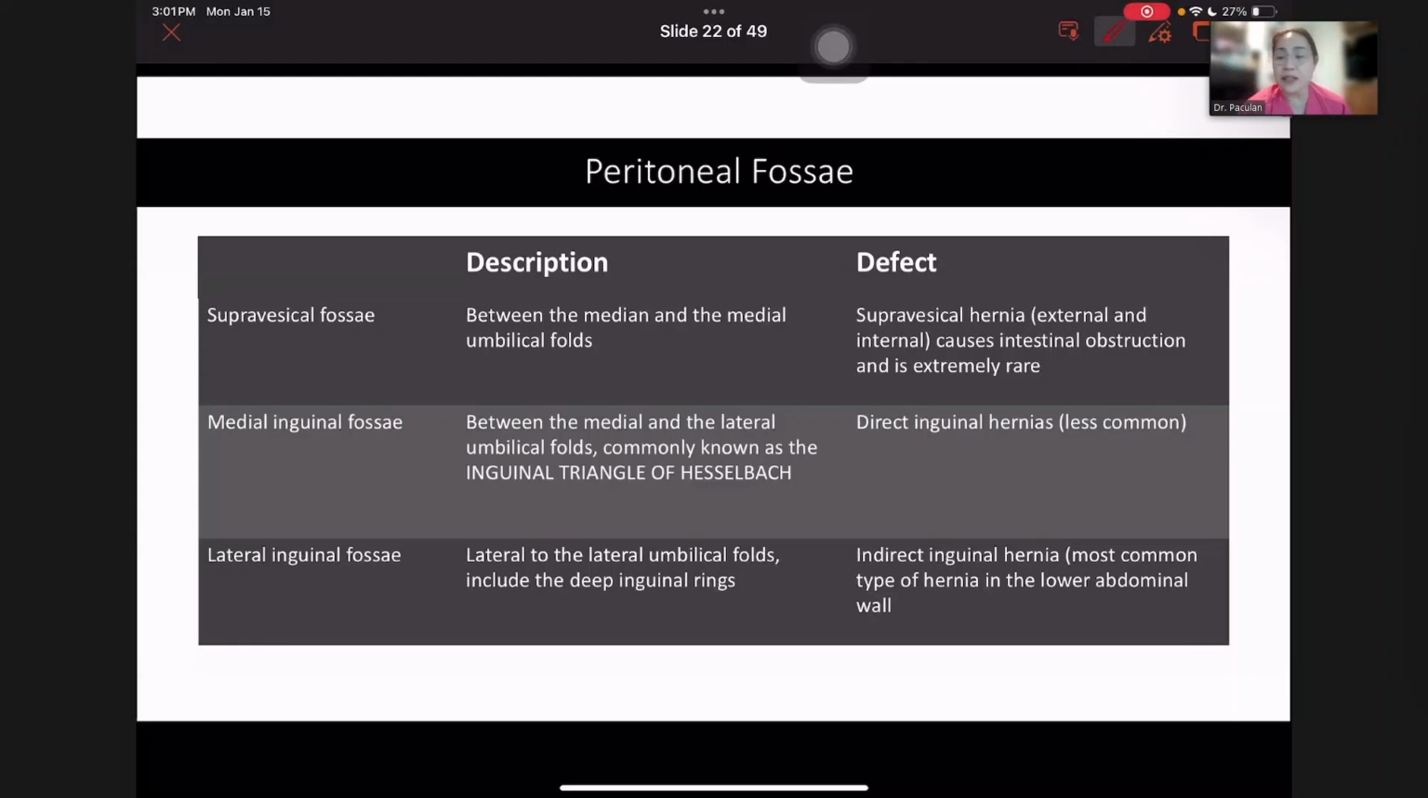And then your direct inguinal hernias are a product of the defect between the medial and the lateral umbilical folds. It's commonly known as the inguinal triangle of Hesselbach. It is less common. The most common type of hernia is your indirect inguinal hernia. The indirect inguinal hernia is the most common type of hernia in the lower abdominal wall, lateral to the lateral umbilical folds. That includes the deep inguinal rings. So that's just a summary.